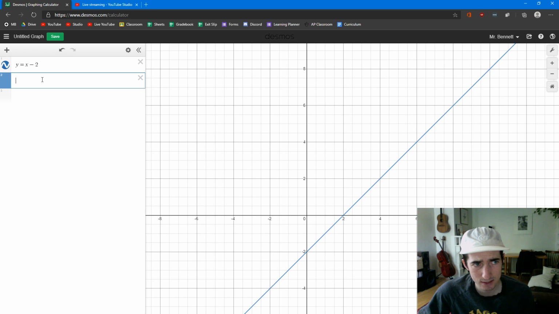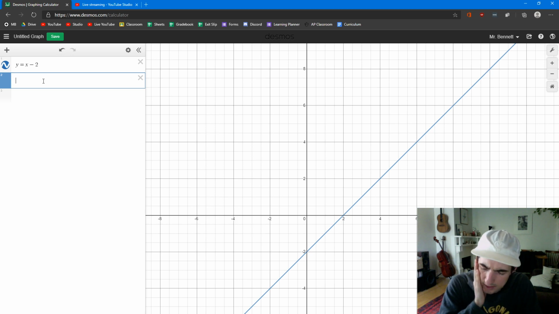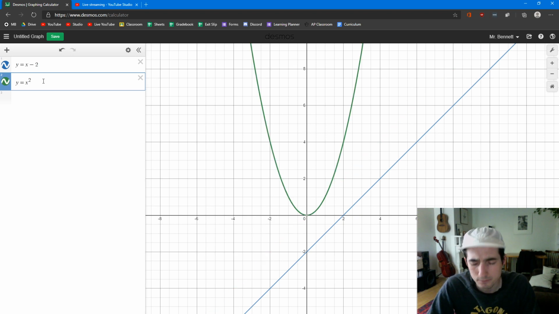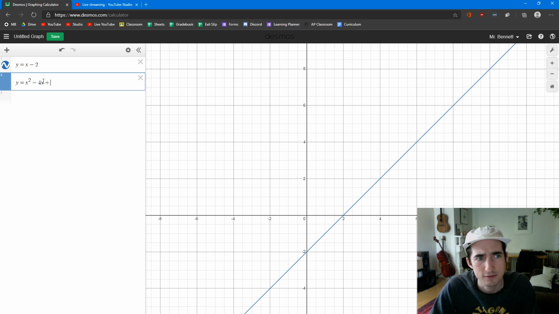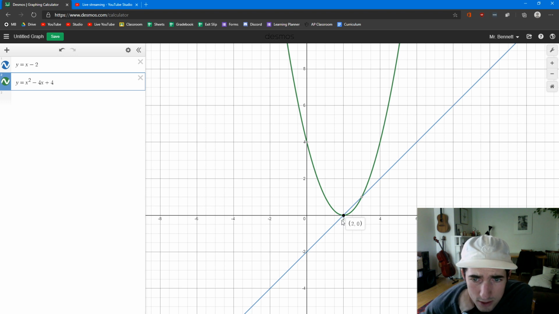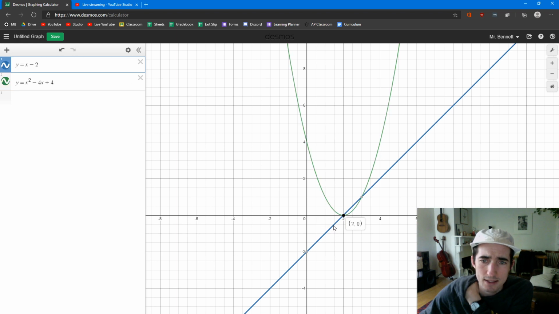So let's look at another function, and let's do a quadratic function this time, and see if we can make something that's sort of similar to this. So let's do y equals x squared, and then we'll do how about minus 4x plus 4. Okay, yeah, so this guy right here also has an x-intercept at the same point as our original linear graph, right? You might notice that they share a point right here, this point (2, 0). So it's a key point.